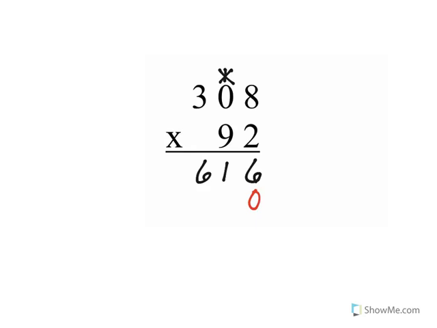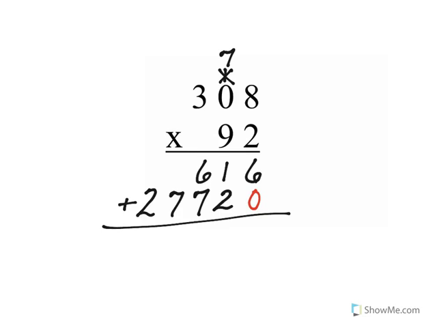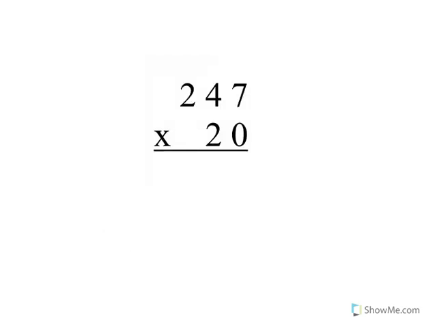9 times 8 is 72. Carry my 7. 9 times 0 is 0, plus 7 is 7. And 9 times 3 is 27. Six plus 0 is 6. 2 plus 1 is 3. 6 plus 7 is 13. Carry my 1. 7 plus 1 is 8. And 2 plus nothing is 2. So I end up with 28,336.